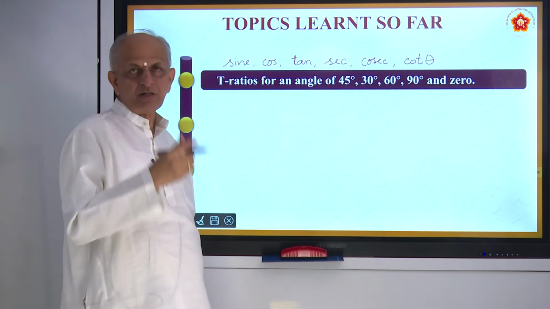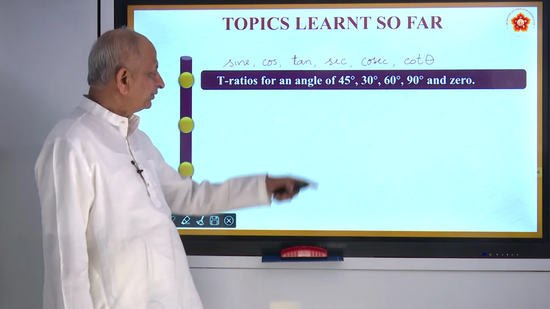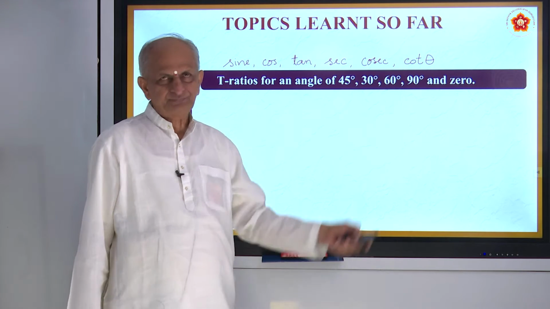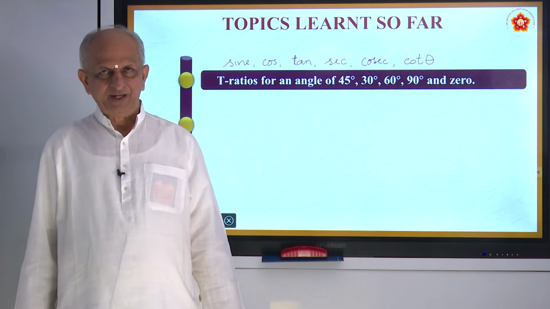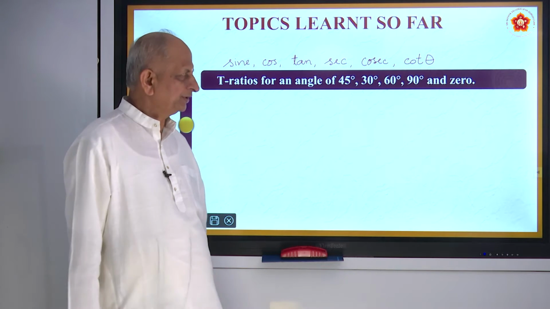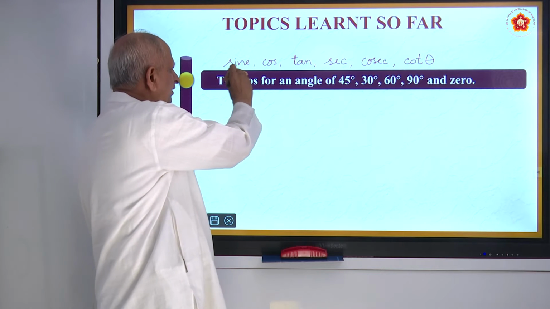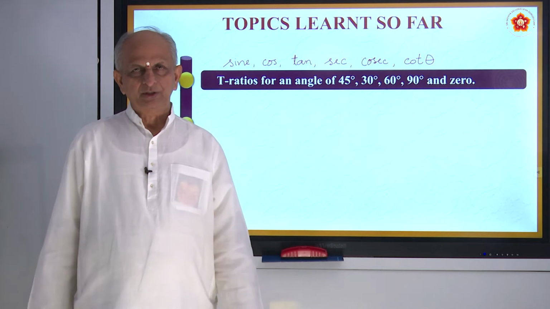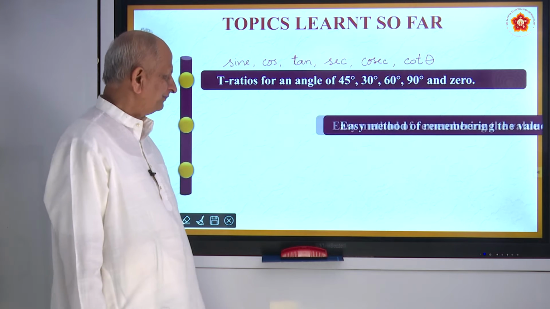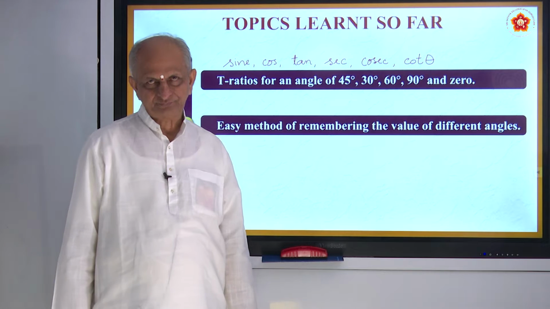What is theta? Theta is the name of the angle. Just as you say 45, 30, etc., here the value is definite. But in case of theta, value may vary from 0 to 90, any value. Is it not? So that is what we have studied. And these are called T ratios, trigonometric ratios.